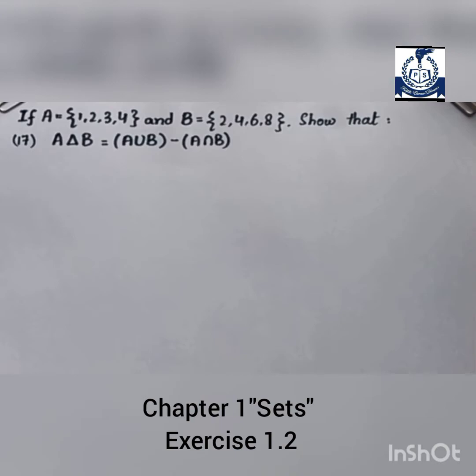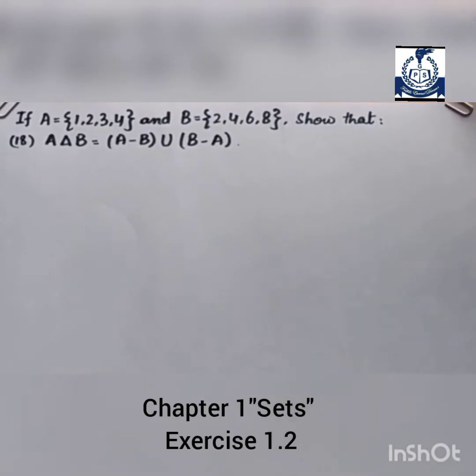Students, this is your homework. You need to solve this question by yourself. In previous questions, we already learned how to find A delta B, how to find A union B, how to find A intersection B. So if you have any problems, you can see the previous videos of this section. So you need to solve this question by yourself.